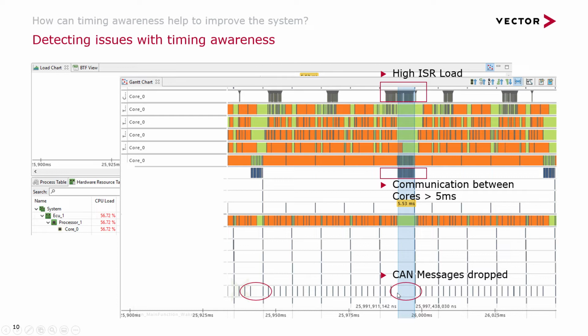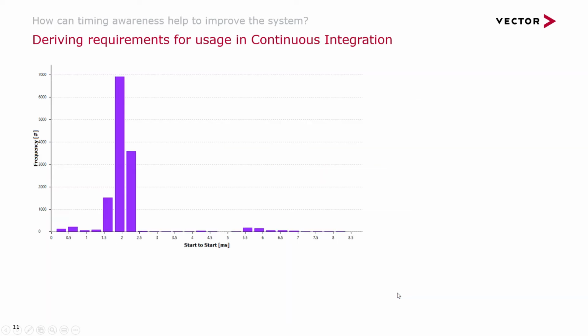First of all, we can view the start-to-start time of the runnable in a histogram. So we can see here on the x-axis again the time in milliseconds, and here the number of instances that took 2 milliseconds, for example, from start to start within the trace that we measured. And here is exactly what we see.